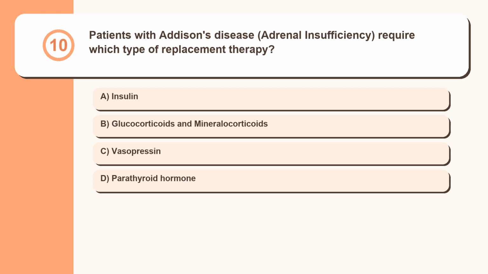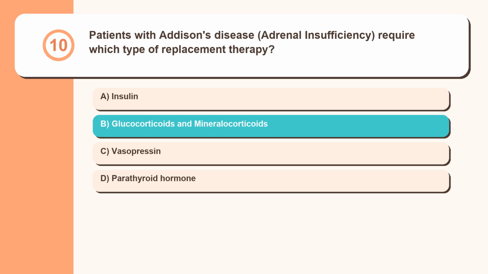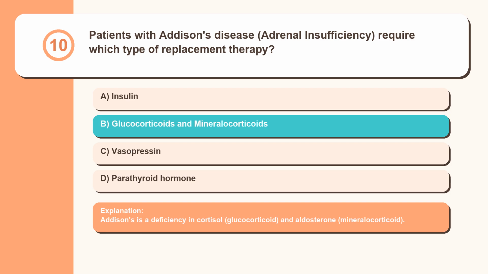Question 10. Patients with Addison's disease, adrenal insufficiency, require which type of replacement therapy? Insulin, glucocorticoids and mineralocorticoids, vasopressin, parathyroid hormone. Addison's is a deficiency in cortisol, a glucocorticoid, and aldosterone, a mineralocorticoid.